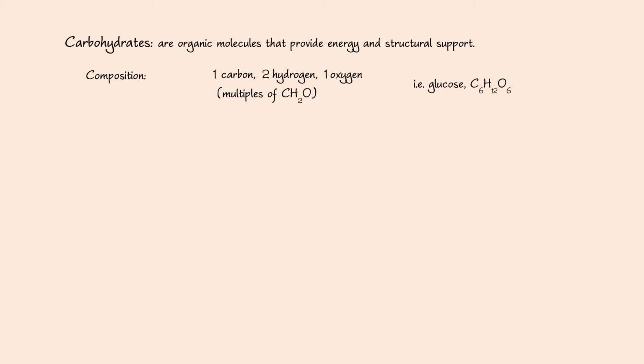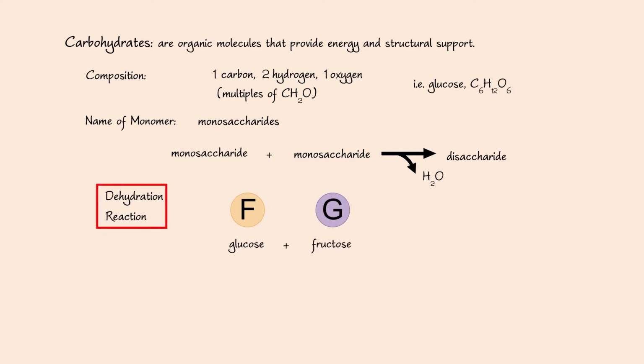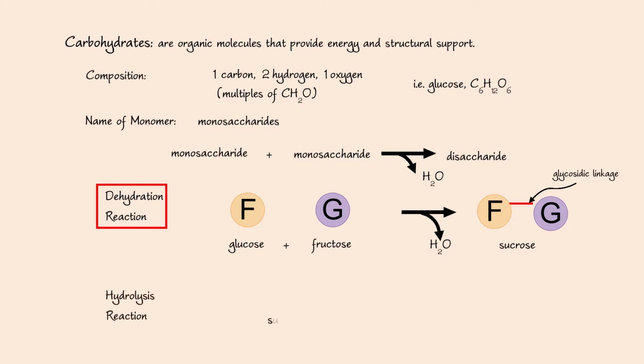For this reason, carbohydrates have a unique set of monomers referred to as monosaccharides. Two monosaccharides can undergo the dehydration reaction to form a disaccharide. An example is when two monosaccharides, glucose and fructose, combine via the dehydration reaction to form a disaccharide, sucrose, and water. The bond that links any two monosaccharides together is known as a glycosidic linkage. The reverse reaction is also possible.